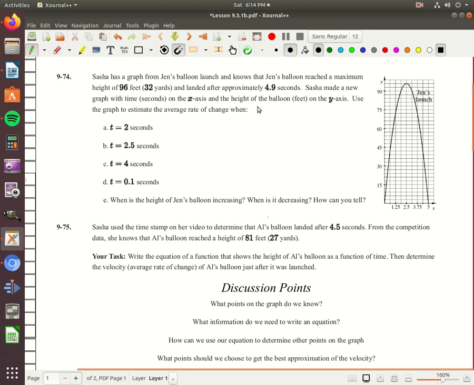So Sasha has a graph from Jen's balloon launch and knows that Jen's balloon reached a maximum of 96 feet. I'll tell you, we're not going to use this. They actually give us a resource page that looks way better than this graph, so we're going to ignore this graph and use the resource page. But what we do need to know is what they want. They want t at 2 seconds, at 2.5 seconds, at 4 seconds, and at 0.1 seconds.